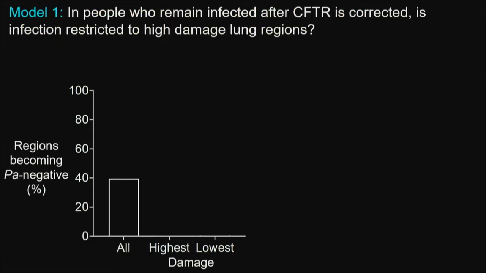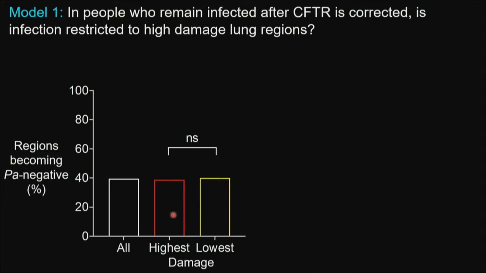Okay. So now to test our first model, which predicts that in people who remain infected after CFTR is corrected, the infection may be restricted to the high damaged lung regions. The way I'll be showing you this, along the y-axis, is the percent of regions that became Pseudomonas negative after treatment with ETI. First I'm showing you all of the regions across all of the subjects, and we found that about 40% of the regions cleared their Pseudomonas after treatment. However, when we split it out by the highest and lowest damaged lung regions, we found no difference in the clearance rate between these two groups.